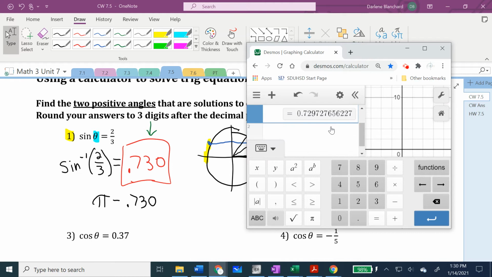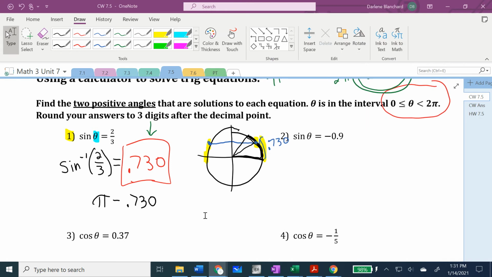And then I'm going to type in pi minus, and I'm just going to go ahead and put in the rounded number. You can use the rounded number, or you can put in the previous answer to get something more accurate. The answer is 2.41, and I'll round up to 2.412.